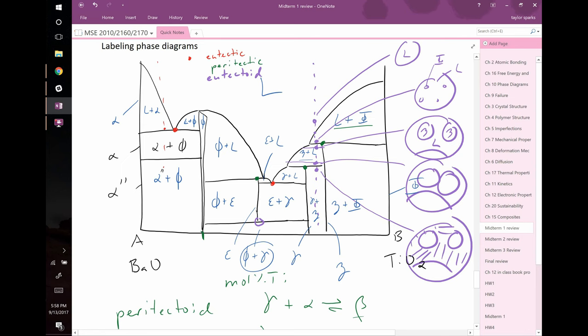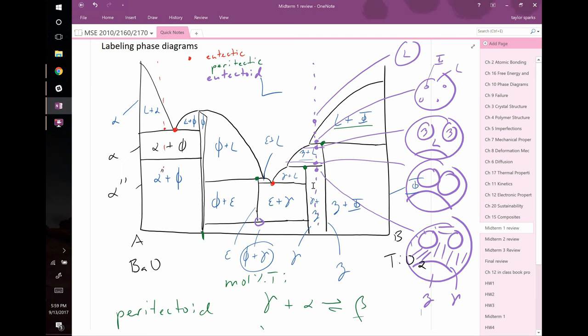Overall, the fraction needs to be the same. The amount of zeta and the amount of gamma needs to be equal, right? So we'll say the white stuff is gamma, this stuff is zeta, because the lever rule says we're right in the middle. So however you need to draw it, and oftentimes just indicate it. Give it your best sketch, but just indicate what's going on. You're right down next to it.